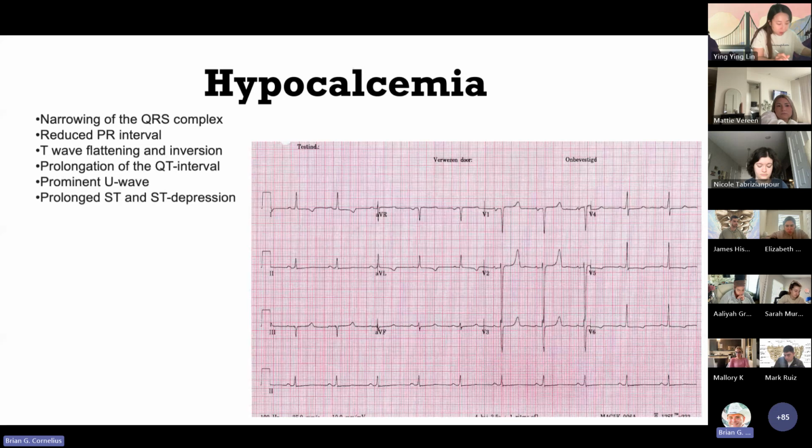U wave is also common here, and you may have prolongation of the ST segment and ST depression as it gets worse and worse. You'll notice there's a lot of EKG overlap between hypocalcemia and hypokalemia, so sometimes the lab value is really the only way you can discern the two. But just know if you start to see U waves, you probably have either low calcium or low potassium. And a lot of times the clinical picture of the patient will help you figure out what's going on.